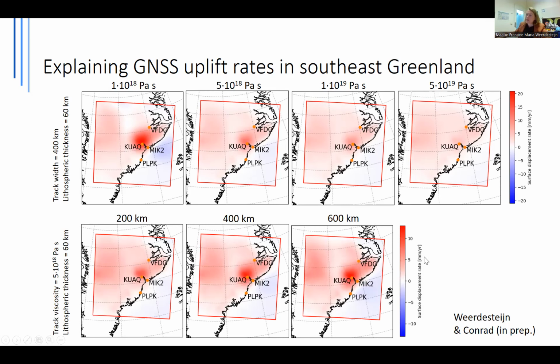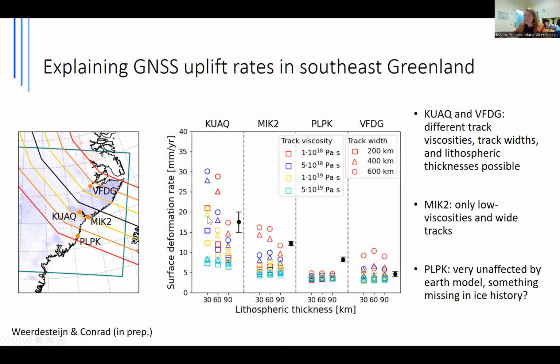uplift. But what we can do next is that we combine all these different options of the track viscosity, the lithospheric thickness, and the track width, and then compare to the 4 station observations of uplift rate. So that is the next slide.